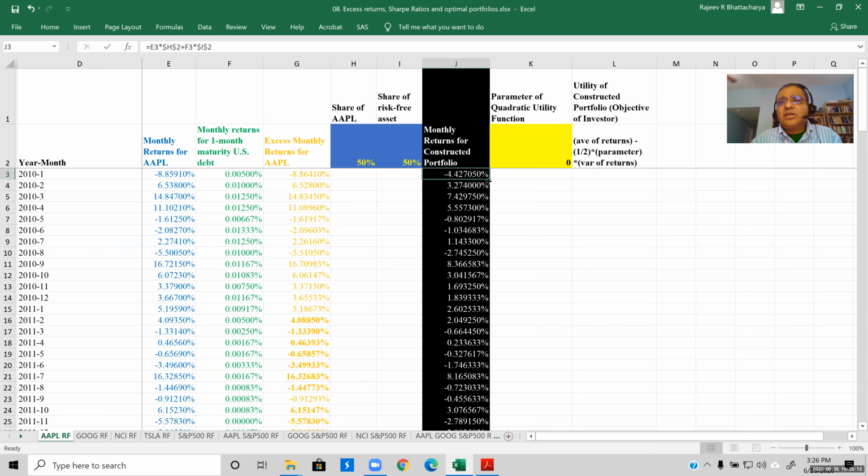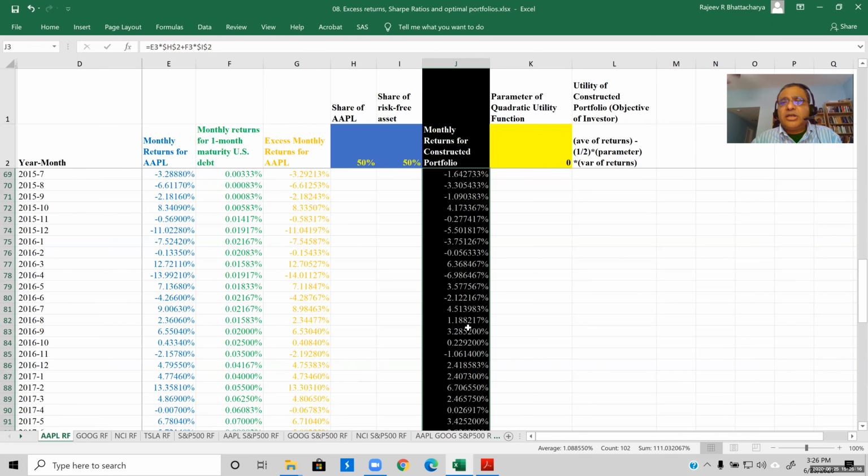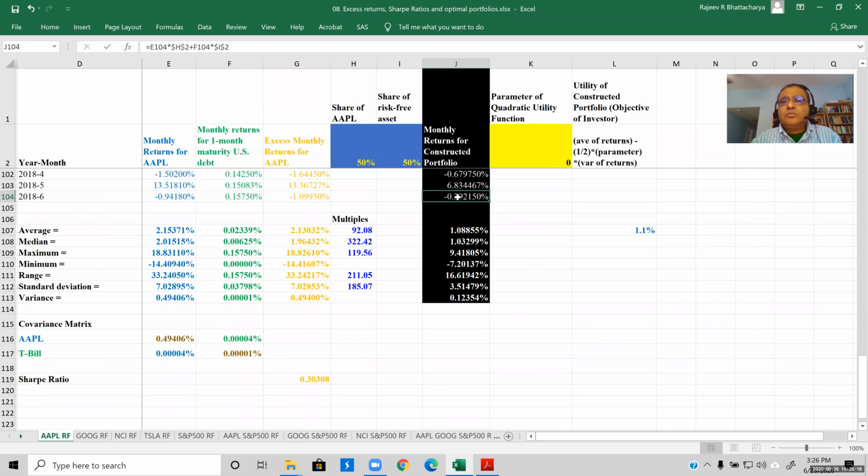Now you let it populate all the way. Make sure we got it. Yeah, E104 times H2 plus F104 times I2. So this here is the monthly returns for the constructed portfolio. This here is the average of the constructed portfolio, J3 to J104.